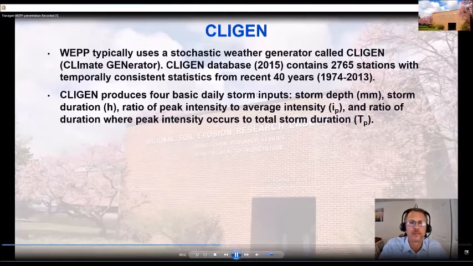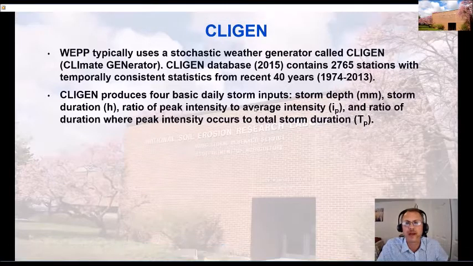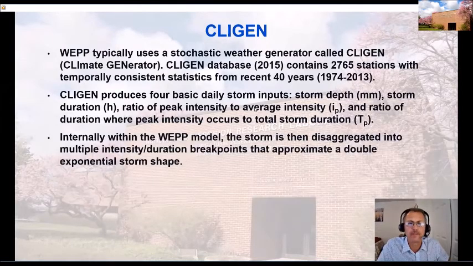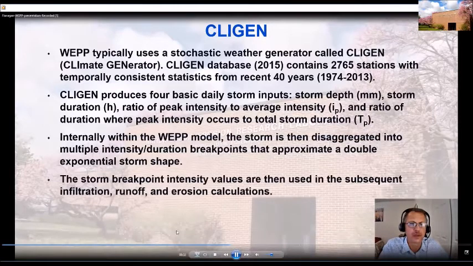CLIGEN produces 4 basic daily storm inputs, which are storm depth, storm duration, the ratio of the peak intensity to the average intensity, and the ratio of the duration where the peak intensity occurs to the total storm duration. Internally within the WEPS model, the storm is then disaggregated into multiple intensity duration breakpoints that approximate a double exponential storm shape. The storm breakpoint intensity values are then used in the subsequent infiltration, runoff, and erosion calculations.